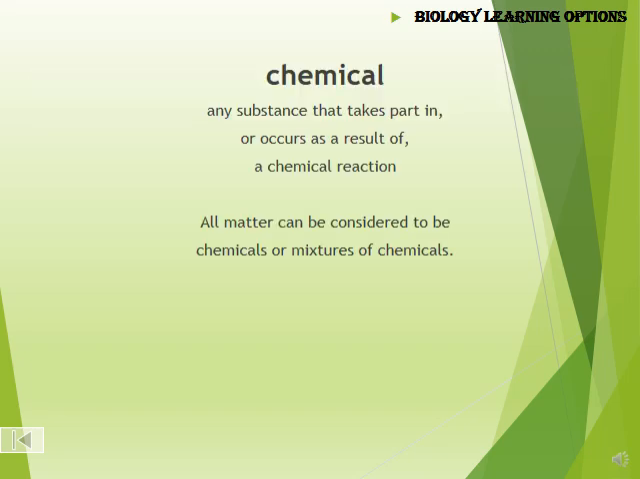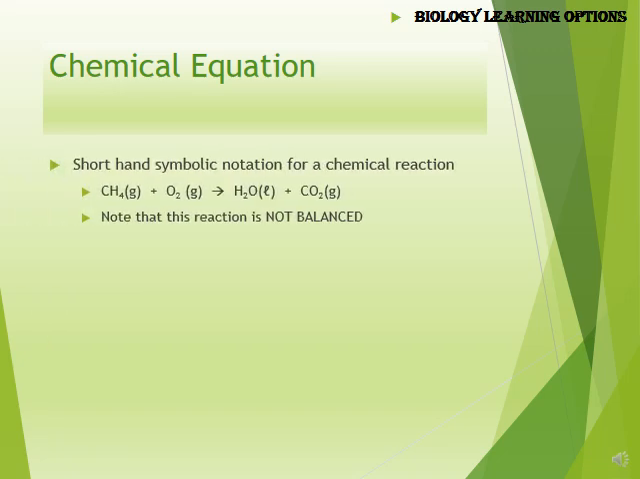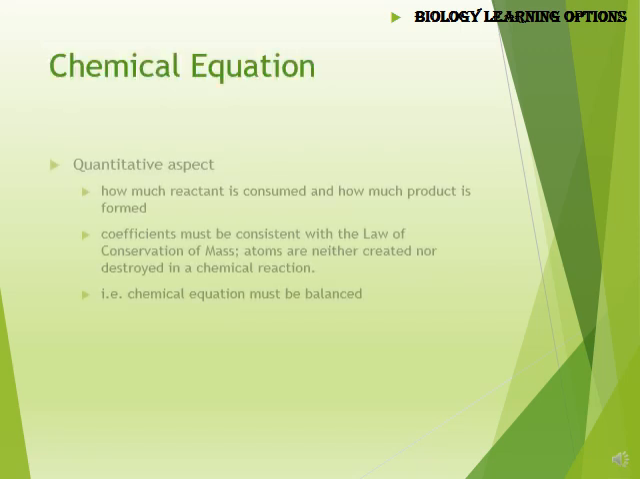In which first of all we will discuss the chemical. It is any substance that takes part in or occurs as a result of a chemical reaction. Then we come to the chemical formula, that is a shorthand symbol for compounds, a qualitative description of the constituent elements in a molecule. Then a shorthand symbolic notation for a chemical reaction is representing the quantitative aspect, how much reactant is consumed and how much product is formed.